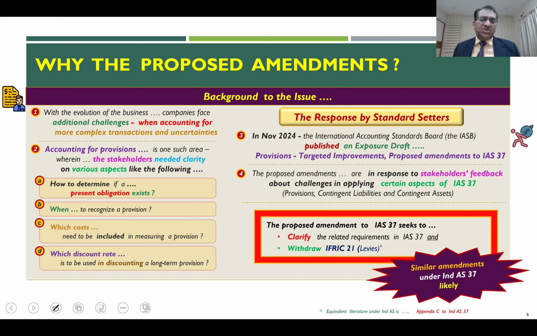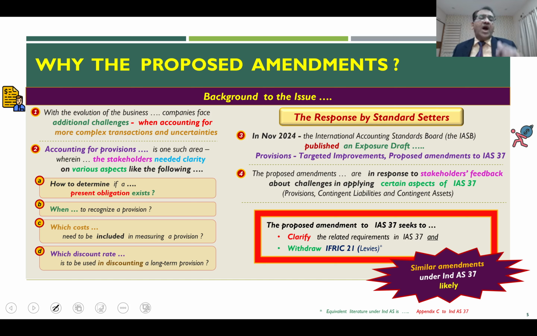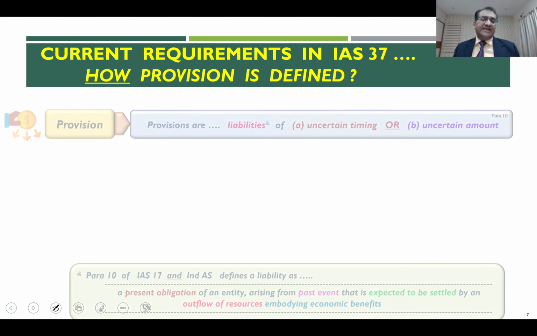Now, this is the background to the issue, what caused the proposed amendments and how the standard setters have responded to this. Now, before we move forward, let us quickly recap what is the current requirement under Ind AS 37 and IAS 37. In terms of provisioning, what are the requirements, what conditions are required, when do you really need to record provisions, because these questions have emanated because of the actual implementation of the existing standard. So before we really move into what the proposed amendments seek to achieve, it is important to have continuity and clarity of what is the current requirement and how the proposed amendments will look at things differently. So let us look at the current requirement.